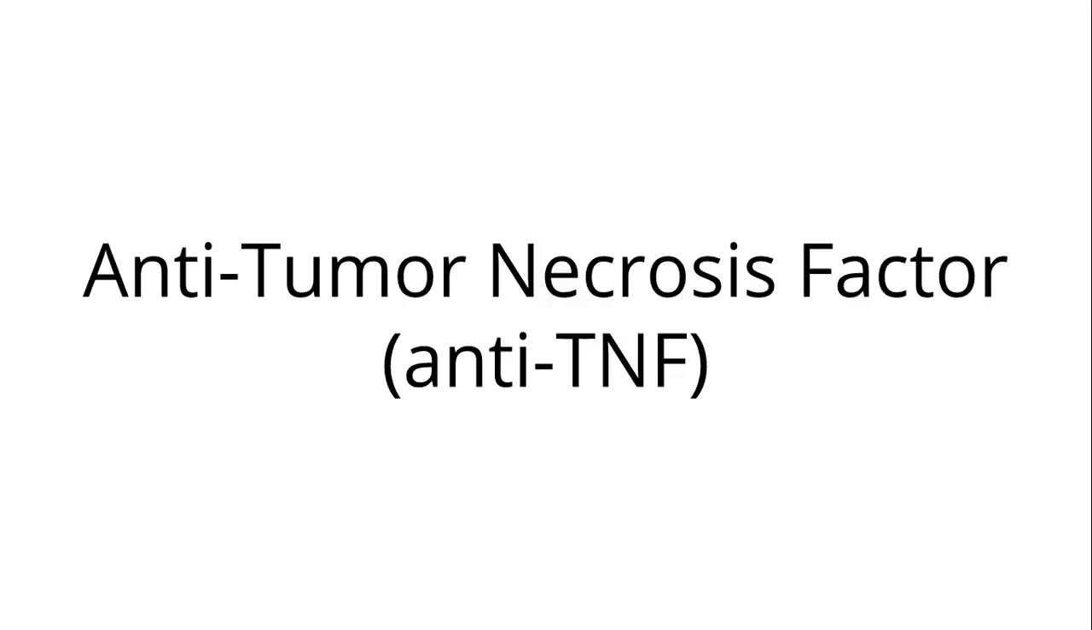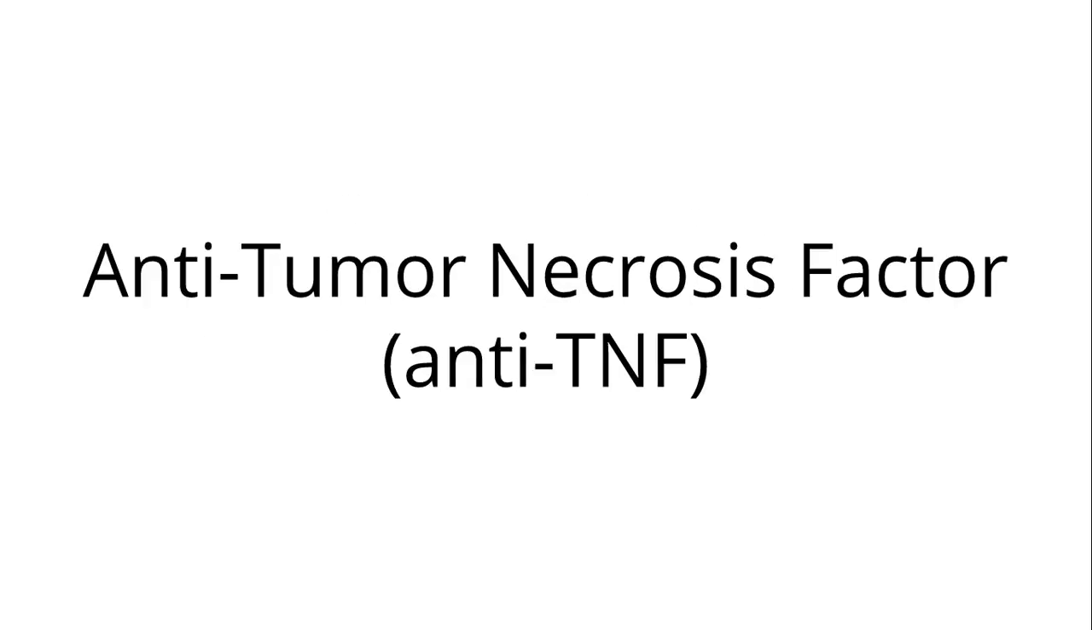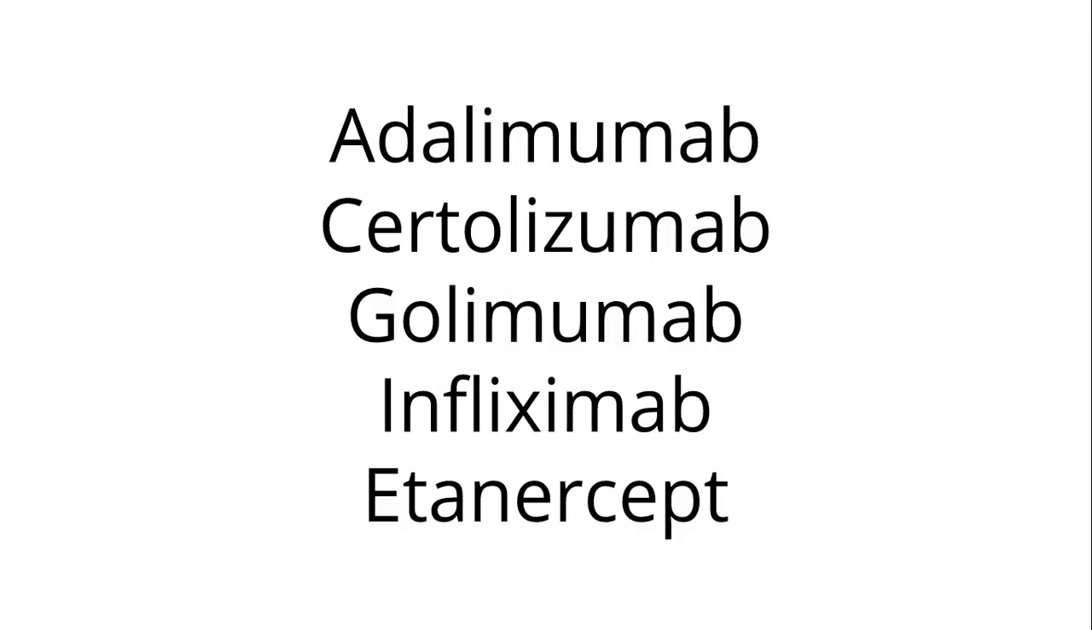So if you had methotrexate and all these three and it didn't work out as it should, then anti-tumor necrosis factor can be given, and this is usually divided into these 5 groups: adalimumab, certolizumab, golimumab, infliximab, and etanercept. As you can see, these medications are usually ending with mab.